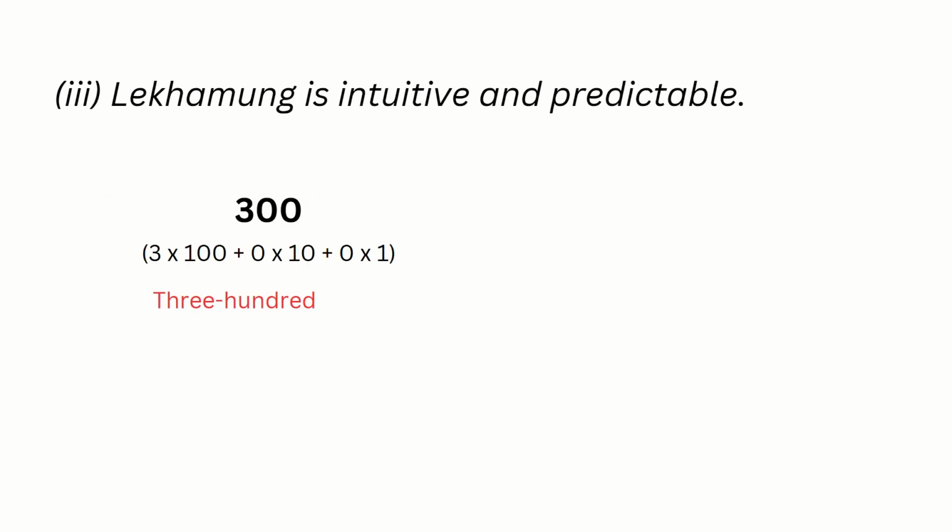And last but not the least, the Kokborok Lekhamung system is very intuitive and predictable. Why? Let us try to understand this point with the help of an example. If we take 330, in 300, the 3 remains as three and the 100 remains as hundred. And in 30, the 3 becomes thir and 10 becomes the suffix -ty.